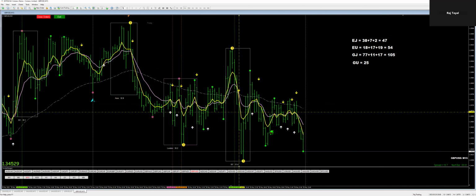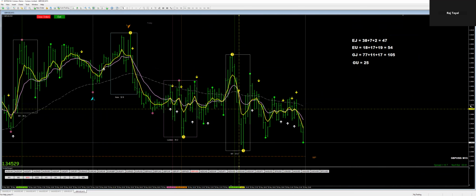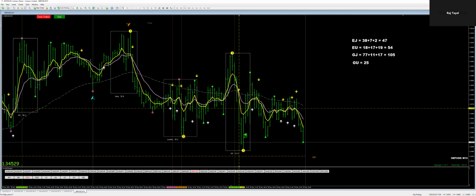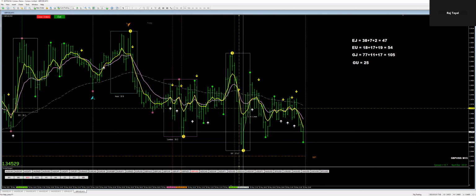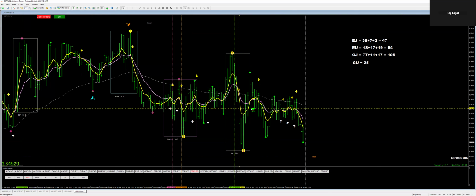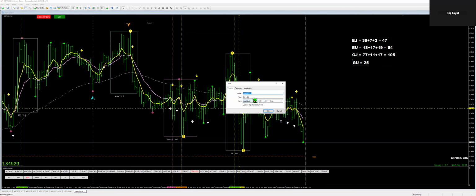15-minute chart. And this was a new spike. So let's just take the half in up here. 13 pips. Not a very good week.